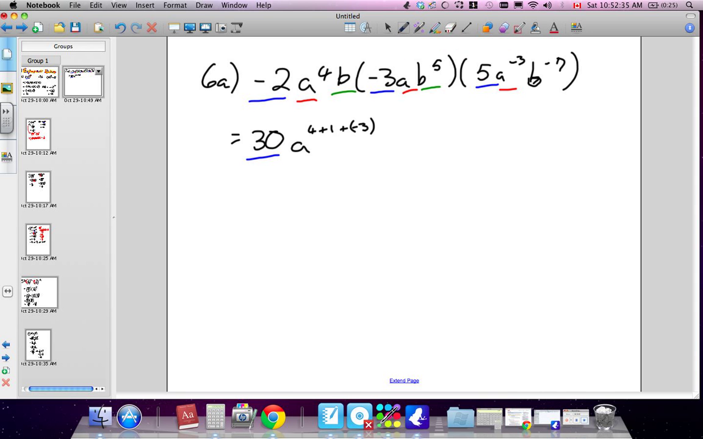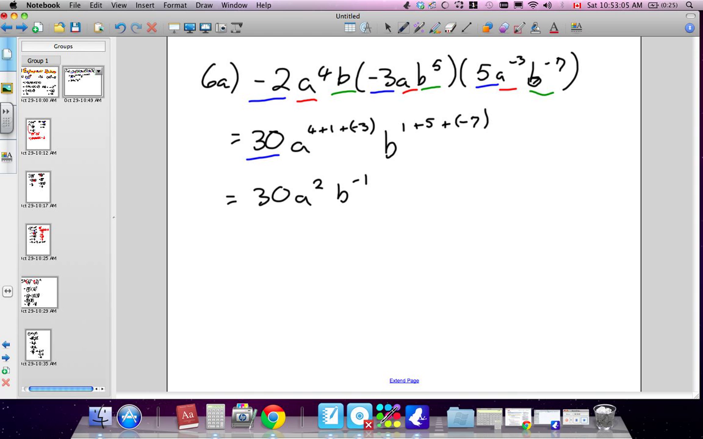Okay? And then I'm going to do the same thing with my b. My 3b terms. I have b and my exponents. This is technically 1, and because we're multiplying, plus 5 plus negative 7. So let's go to our next step. Now we have 30a. 4 plus 1 minus 3 is 2. And b, we're going to end up with negative 1.